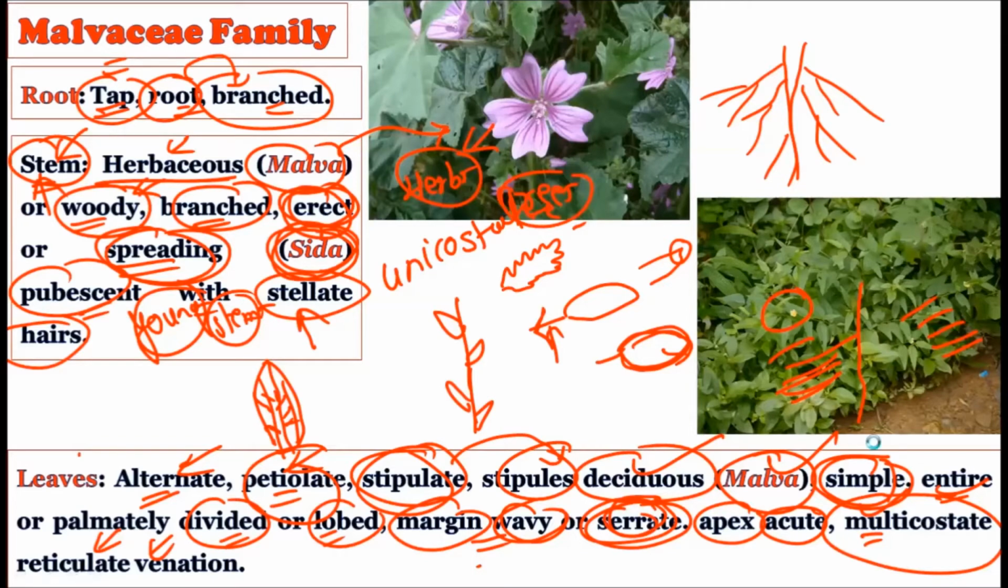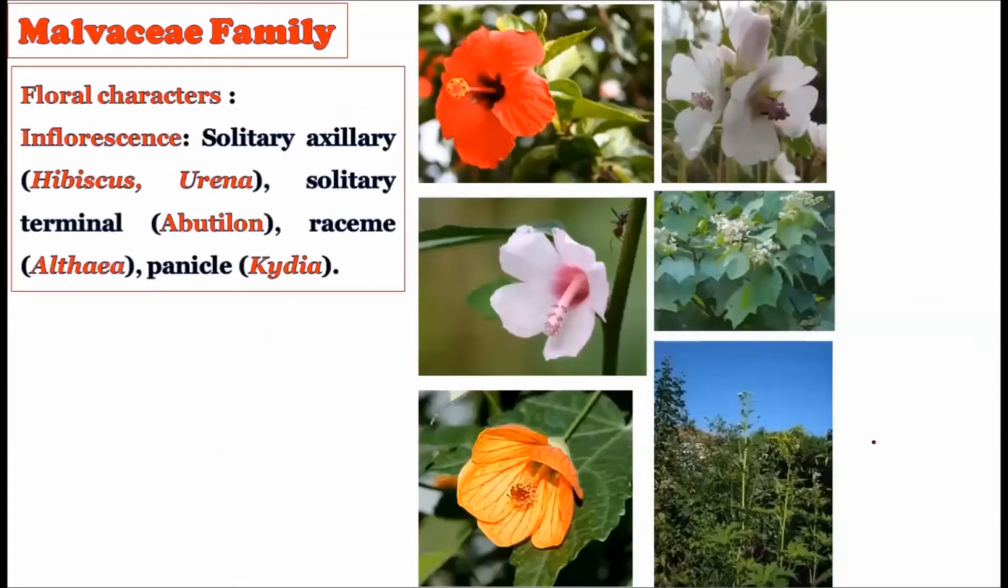Okay. Now see. Now let's consider the floral characters. Okay, which type of floral characters are there in the Malvaceae family? Okay. Now let us consider the inflorescence. How is the inflorescence? See, inflorescence can be solitary axillary in case of the hibiscus and the urena.